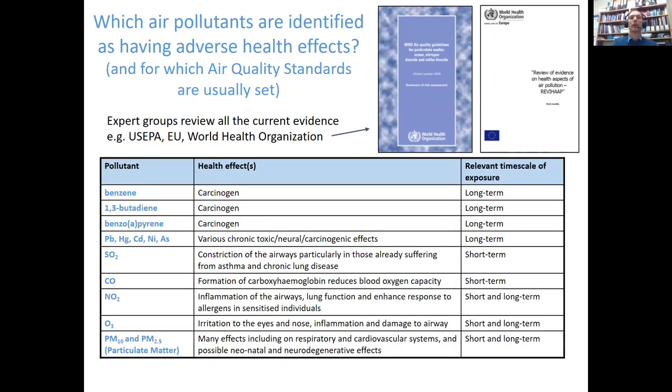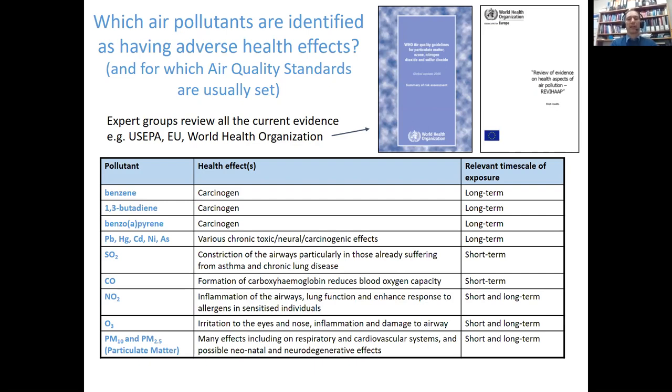And the list of pollutants that typically come up as having widespread potential or actual health impacts is this list as shown here. So there are pollutants such as benzene, 1,3-butadiene, and benzo[a]pyrene, so specific organic pollutants. Also some specific heavy metals, some usual suspects there: lead, mercury, cadmium, nickel, arsenic. And these generally have long-term effects, for example, carcinogenic effects or various neural or toxicological effects. But in general, in terms of population exposure, these really aren't that important. They may only be important to certain people who live close to certain sources.